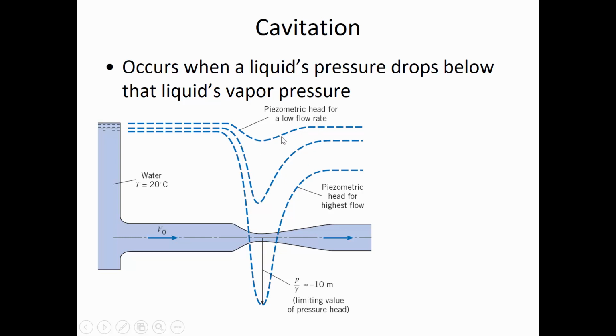You'll notice that it's not recovering all the way. It's not going as high as it was before. So it seems that they're accounting for a little bit of energy loss through that converging section. All right, so now let's increase the velocity a little bit.